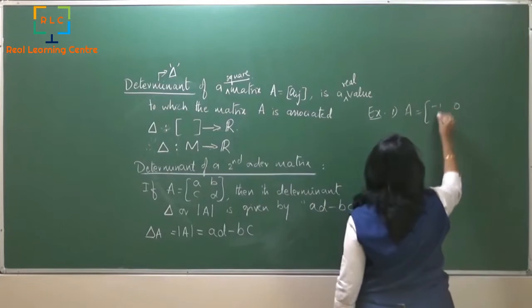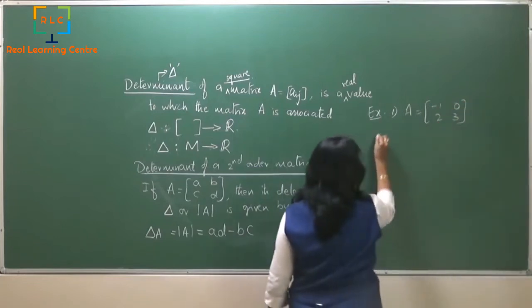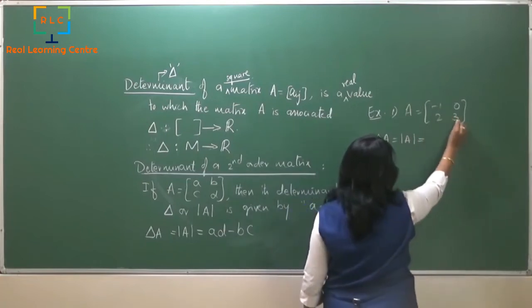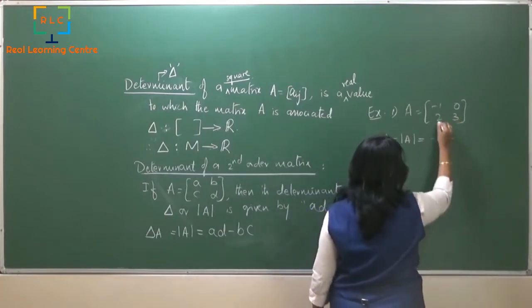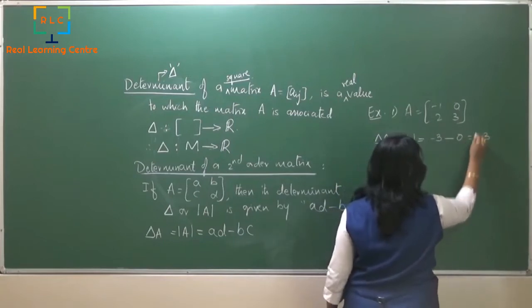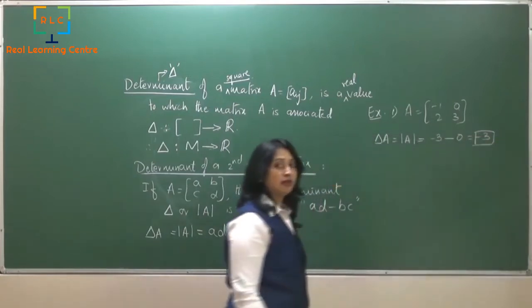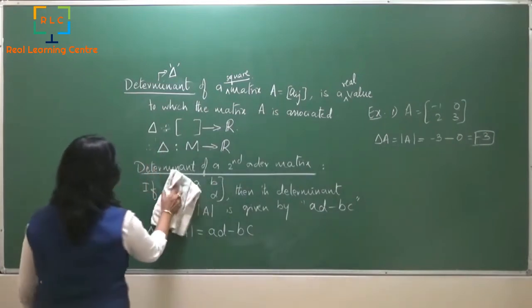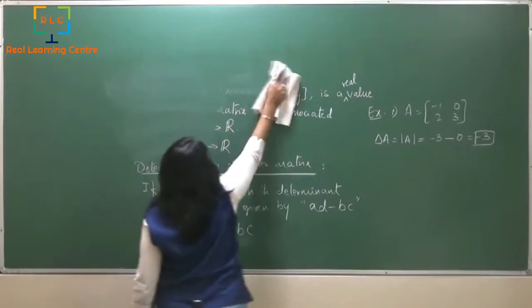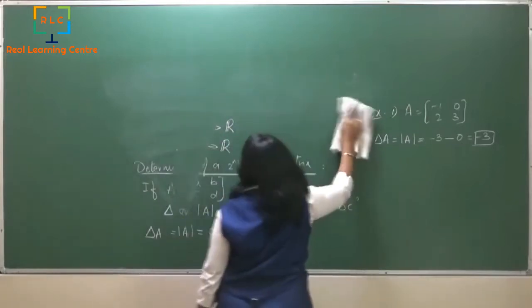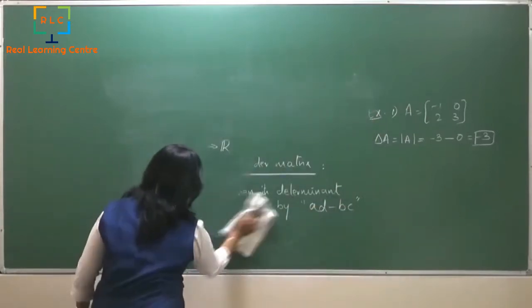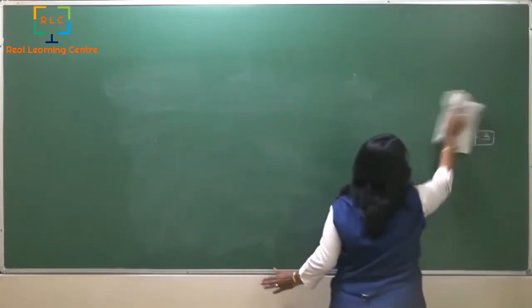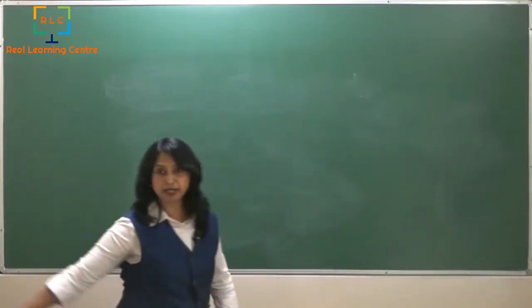A is equal to [-1, 0; 2, 3]. So delta A, or determinant A, is equal to minus 1 into 3 is minus 3, minus 2 into 0 is 0, which is equal to minus 3. So the determinant value can be anything depending upon the elements that the matrix has. If the matrix has complex numbers or trigonometric elements, then the determinant value will be based on those particular formulae. Now let us go to the determinant of a third order matrix.